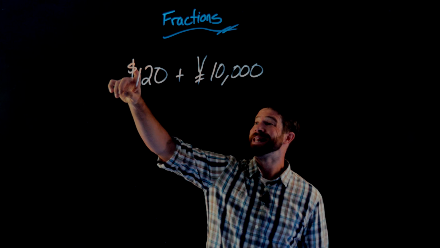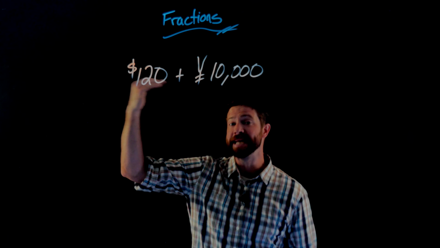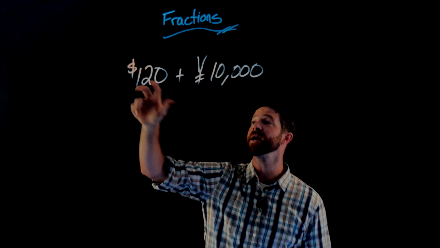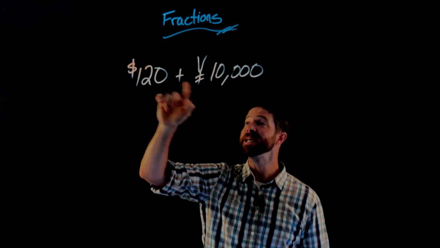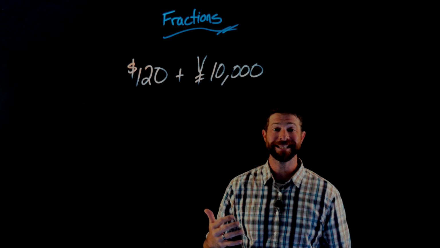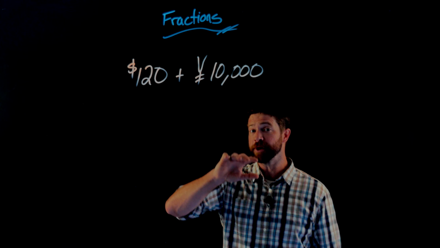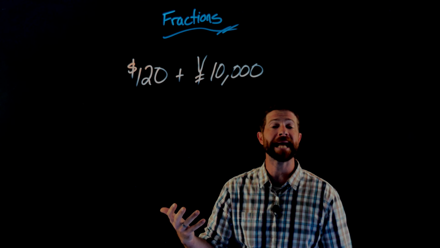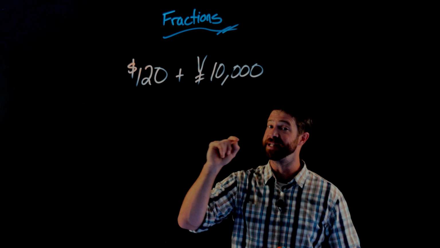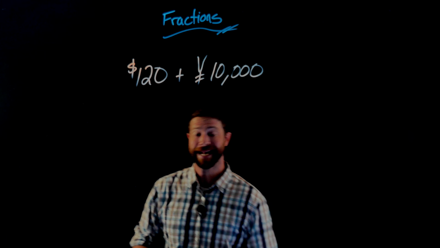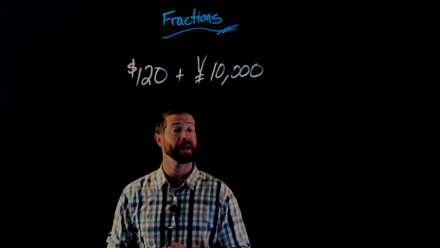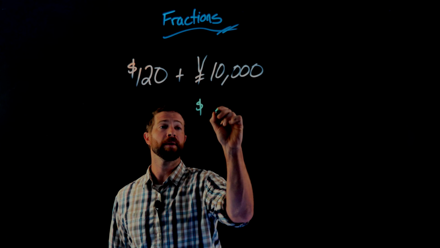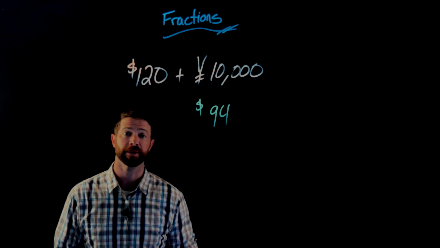Very importantly, the US dollars is the denomination. The 120 is what I would call the numeration. This is how many of this type I have. If these are of different types, I can't add them together. Now, if I convert one or both of them into a shared denomination, then I can add those together. This 10,000 Japanese yen, if I convert that into US dollars, is the same right now as 94 US dollars.